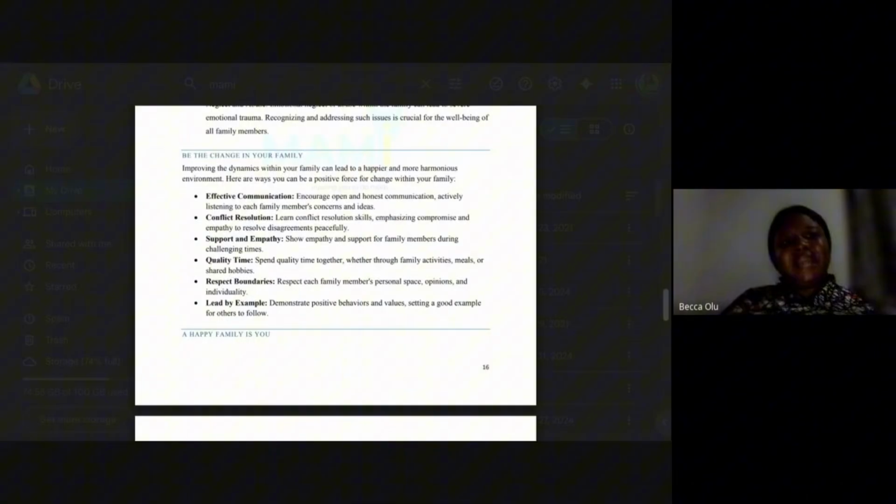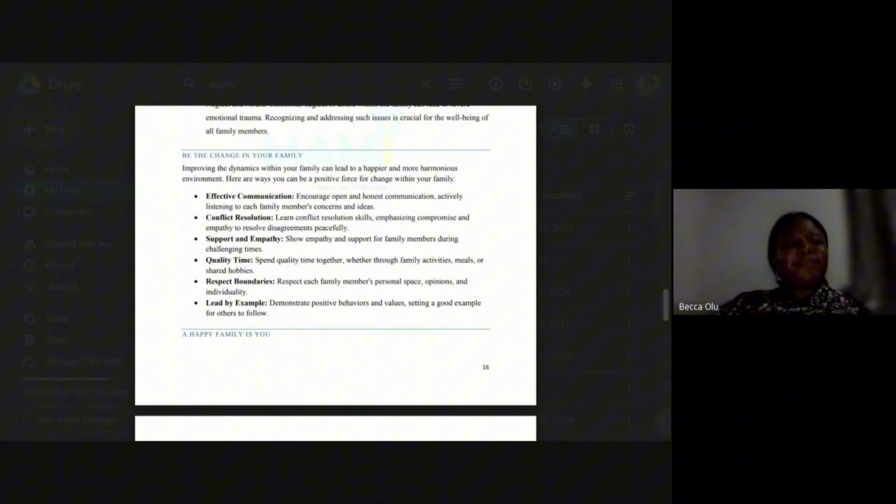Quality time. Spend quality time together, whether through family activities, meals, or shared hobbies. You always want to go out, you always want to leave the house. Try and spend time with your family, your nuclear family, extended family, your close bonded family. The more time you spend with your family, communicating effectively, showing empathy, the more the bond grows and the more you just grow to love each other.